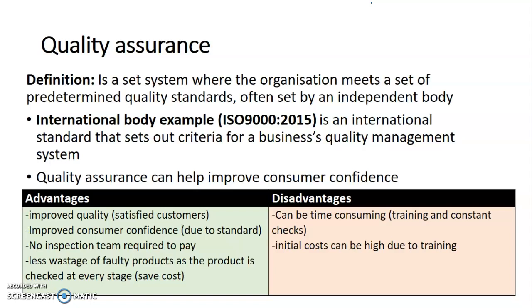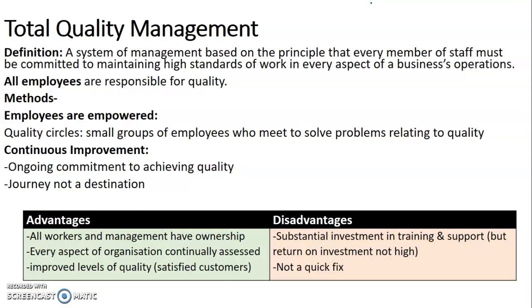So it's really good because suddenly customers go, oh, this company must be good because they reach that ISO 9000 standard. The other key thing is improved quality overall. We shouldn't have to pay an inspection team money, and we've got less wastage. That's awesome. So we're going to save money in the long term. Bad thing is it can be expensive to get ourselves up to this standard. We may need to incorporate more training and different things like that, which can result in more cost for our business.